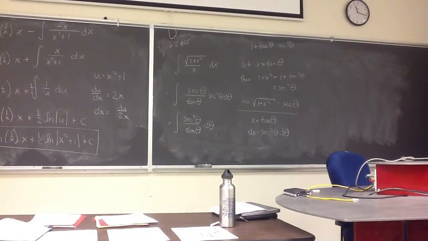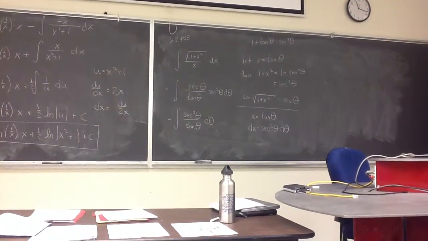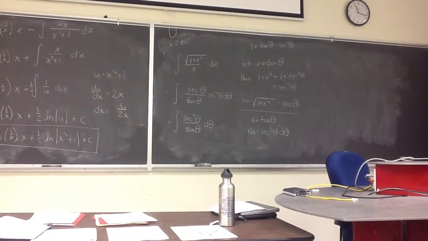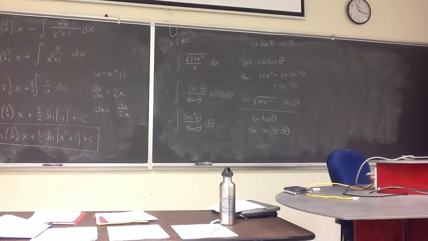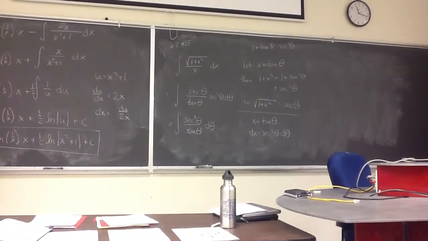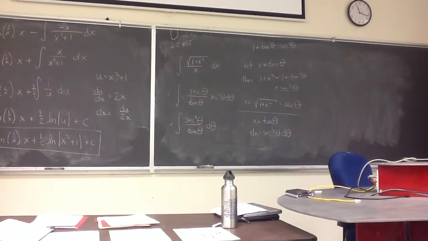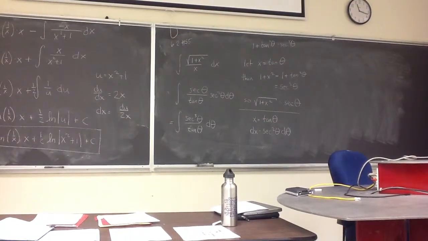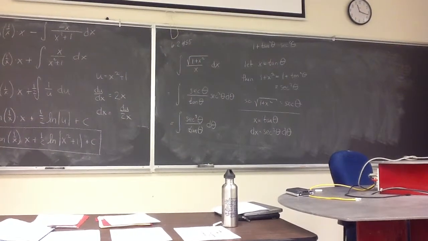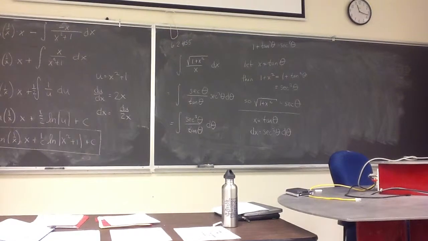Alright, and so did you get this far? Yeah, that's where I really got stuck. And I tried it 100 different ways. Alright, well, anybody have any thoughts on this? So let's see. Secant squared theta is tangent squared theta plus 1. Okay, we can try that.